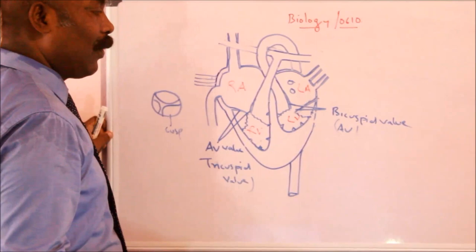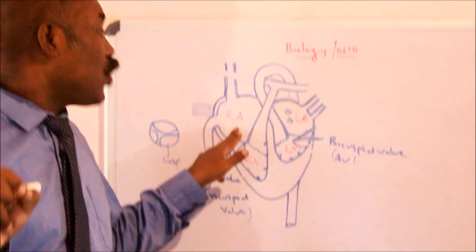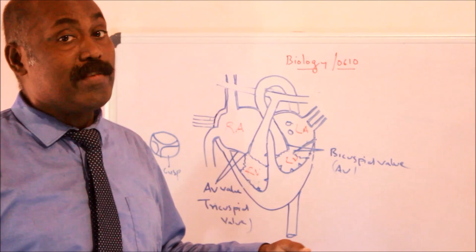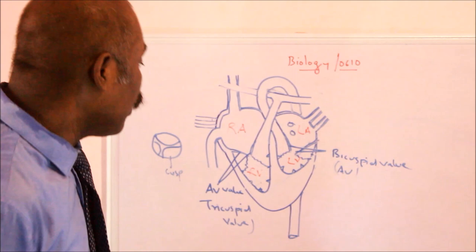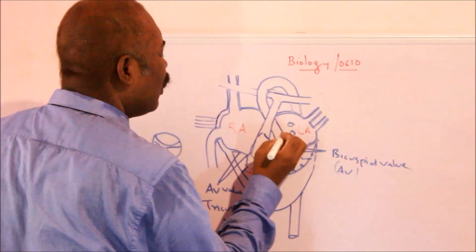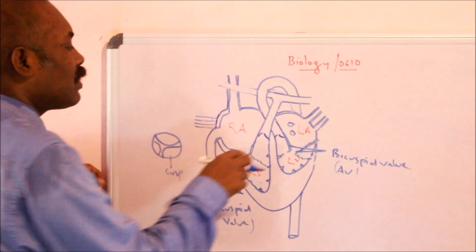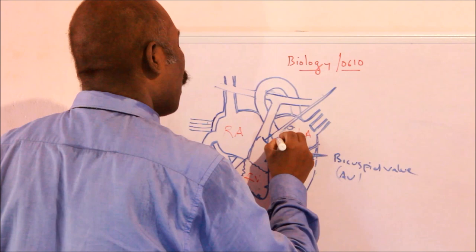So now I hope that you know how to label very well: right atrium, left atrium, right ventricle, left ventricle, and the walls. Then two more walls are there, which I did not draw here. There are walls within the heart where the blood vessel starts, and these are called semilunar walls.